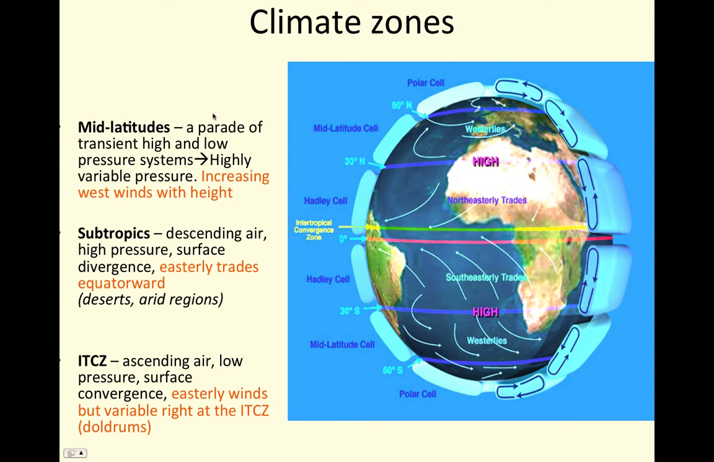In the mid-latitudes, as we know, we have those two jet streams, which can help create high and low pressure systems and highly variable surface pressure as a result over time. There's increasing west winds with height in this 30 to 60 degree north or south band.